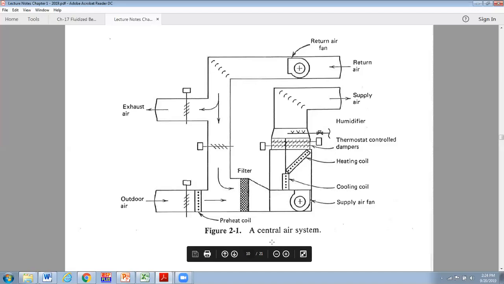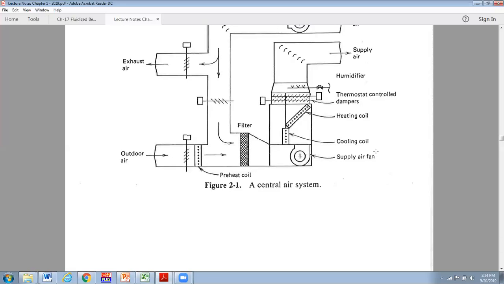Let's see. About all that comes to mind. This is a blow-through configuration on the fan, because the discharge of the fan blows air through the coil. Sometimes you'll see the fan on the other side, which is called a draw-through, where it basically sucks the air through the coil and then blows it out to the system. Okay, that's about enough on that one.